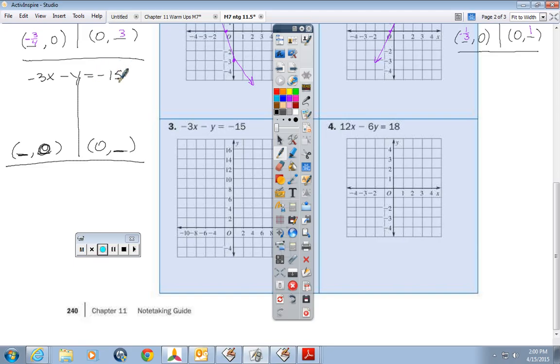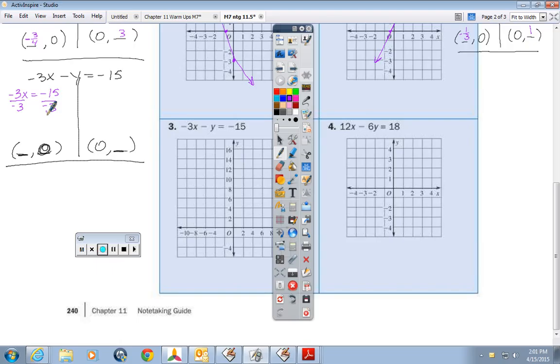I can ignore that whole y term now, because y times anything, whatever, is always 0. So now I'm just left with -3 times what equals -15. Divide both sides by -3, and negative divided by negative is what? Positive. 15 divided by 3 is 5. So I'm good there. So now I have my x-intercept.